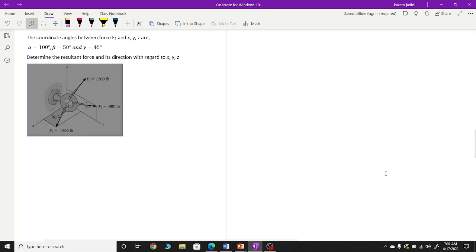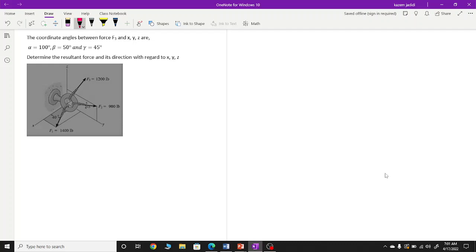The question is about finding the resultant force of the given forces. It's in 3D format. When you want to solve a problem like this, first inspect the configuration of each force and see which angles or which geometrical parameters are given.